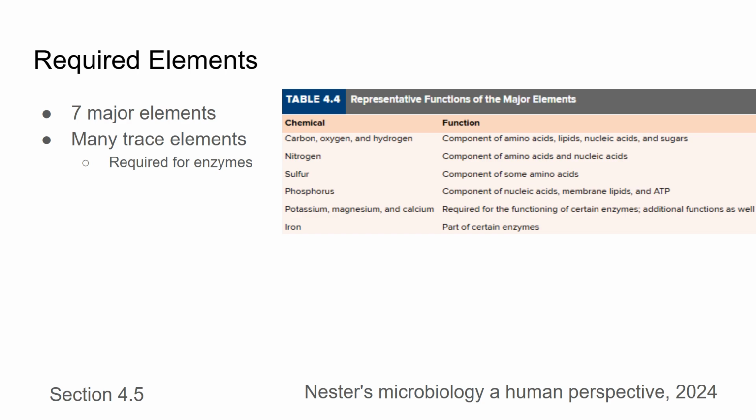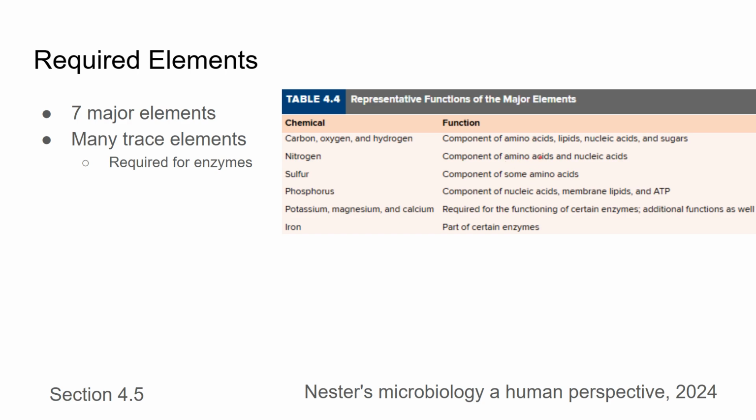Okay, and then these organisms are going to have 7 required major elements. And so some of those are going to be carbon, oxygen, hydrogen, nitrogen, sulfur, and phosphorus. Carbon, oxygen, and hydrogen are going to be those basic components of pretty much every organic molecule you can think of. They're the basic parts of sugar and lipids. You can have a complete lipid and complete sugar with only carbon, oxygen, and hydrogen.